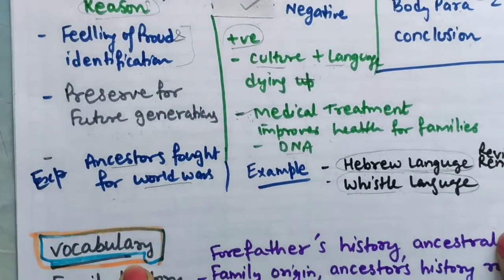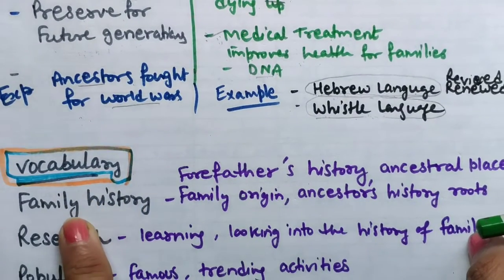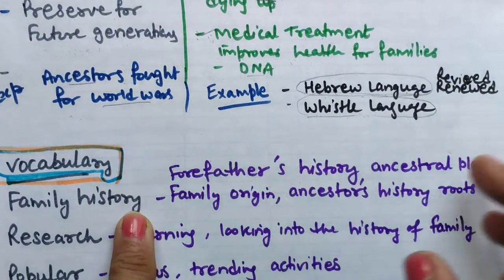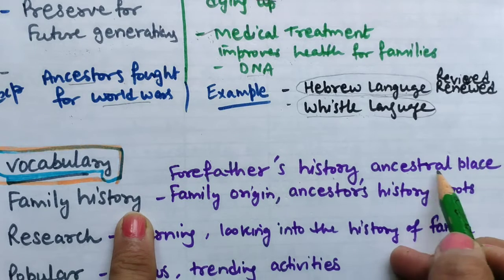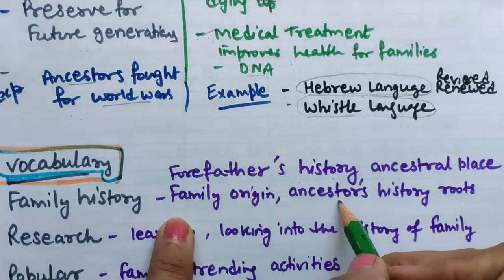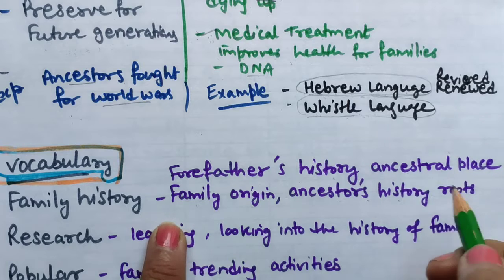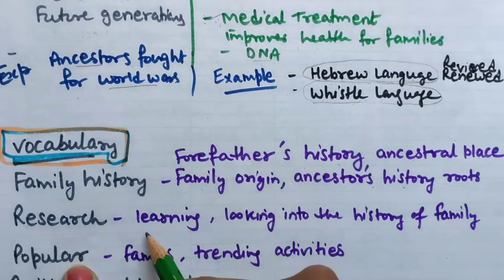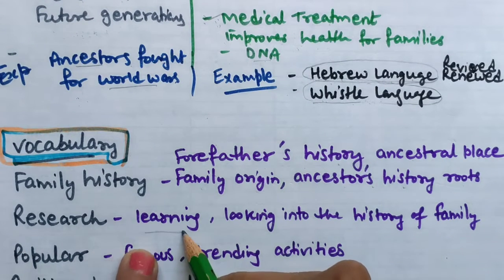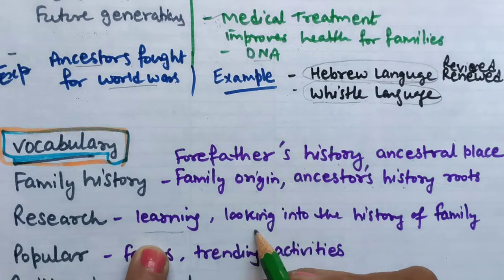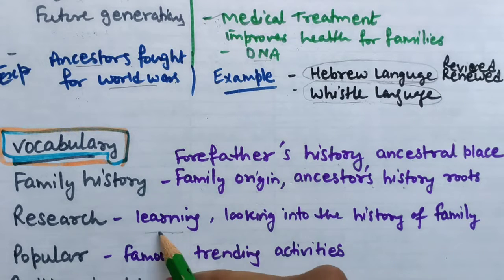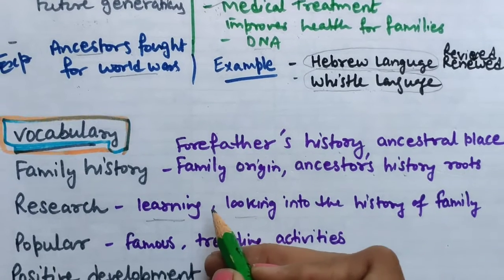And now let's discuss vocabulary. For family history, you can write the words forefathers history, ancestor place, family origin, ancestors history or historical roots. And for research, you can write learning about family history, looking into the history of family, or searching for.